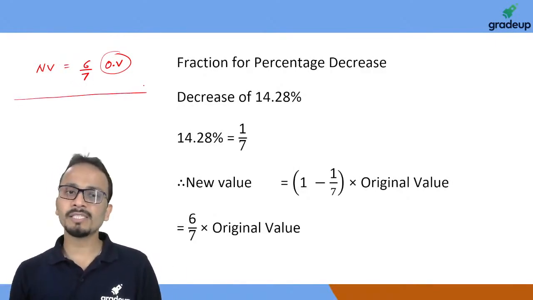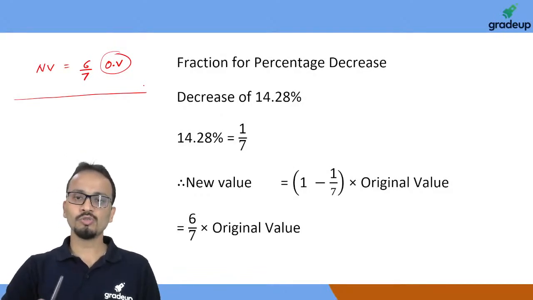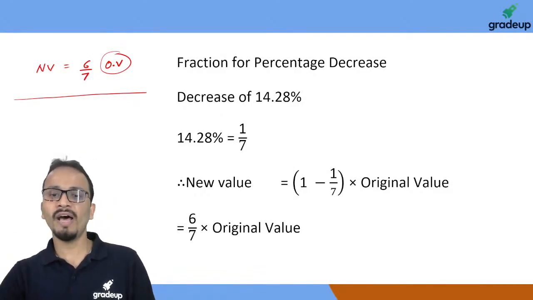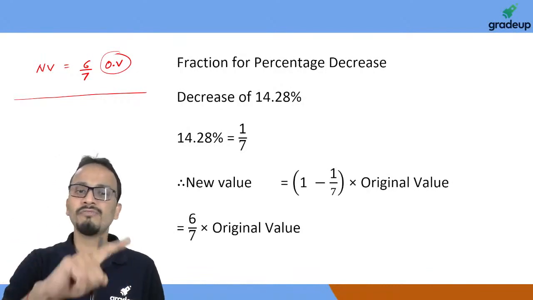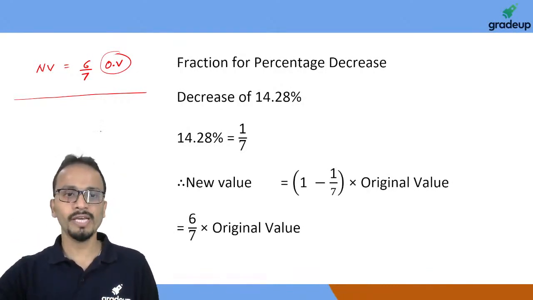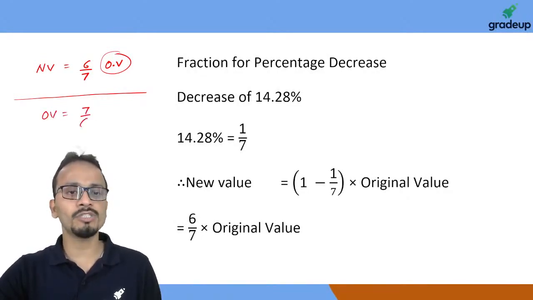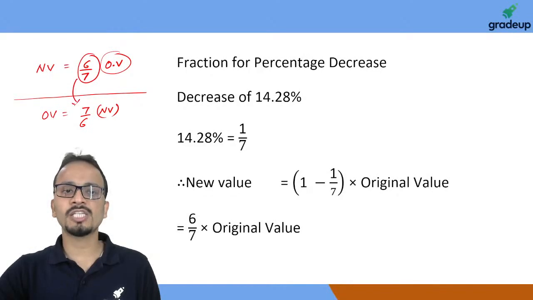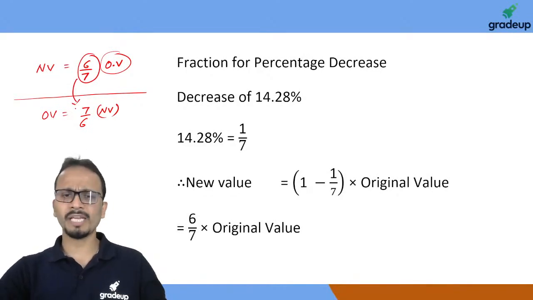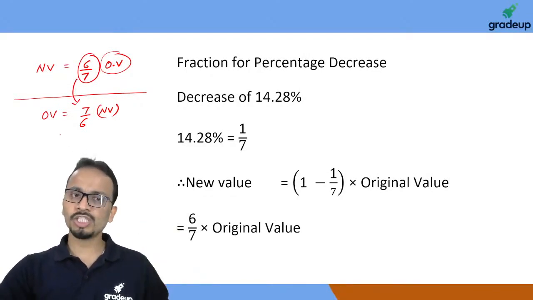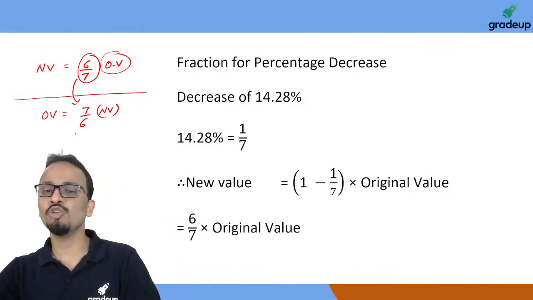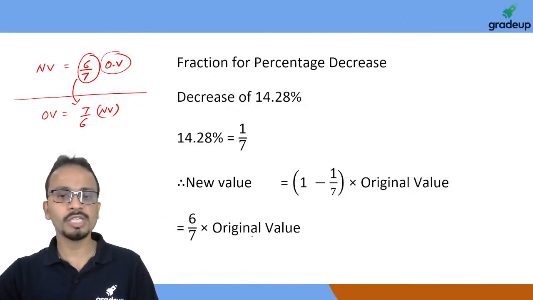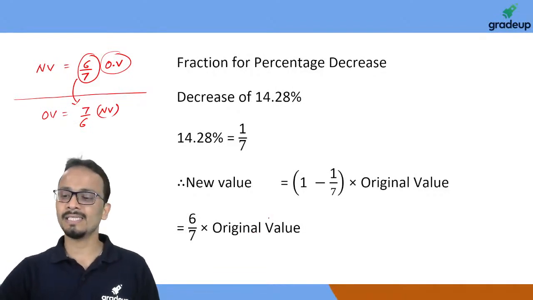Now there are some cases in which they'll ask you to calculate the original value when the final value is given to you. So original value in terms of final value will be 7 upon 6 times the final value. Earlier it was 6 by 7. I have just done the reciprocal of this. Cross multiplication has happened. So original value will be 7 by 6 times the new value.